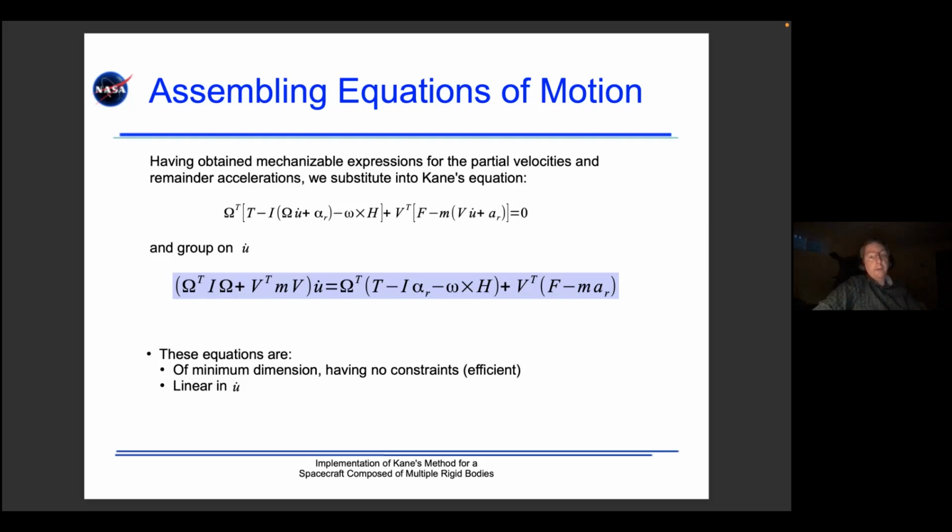Now, Lagrange's method is a different approach to deriving the equations of motion.